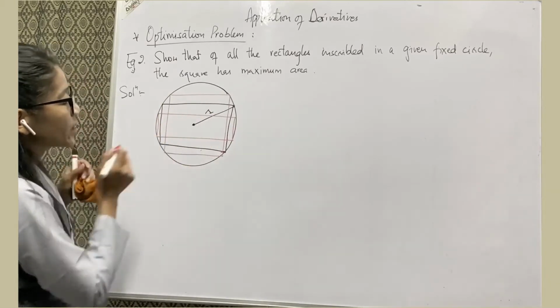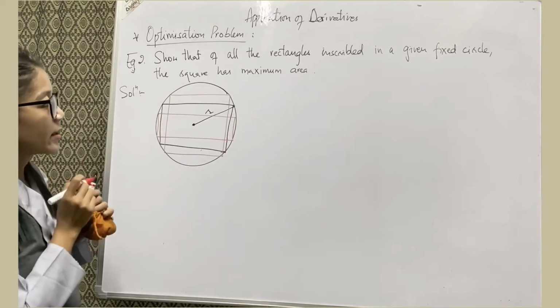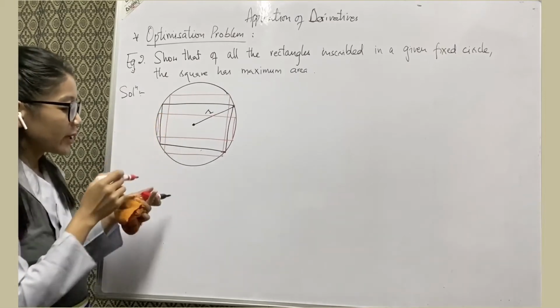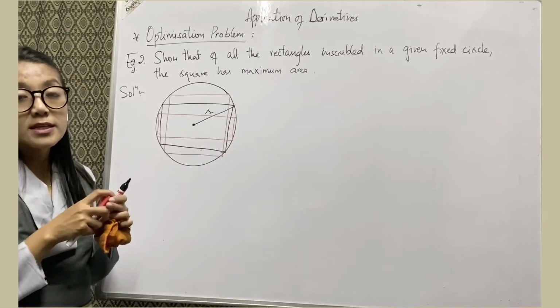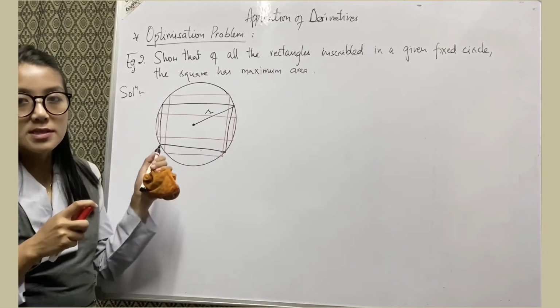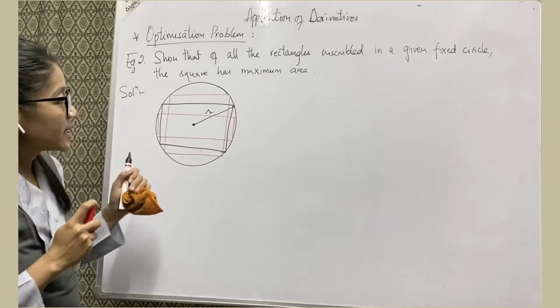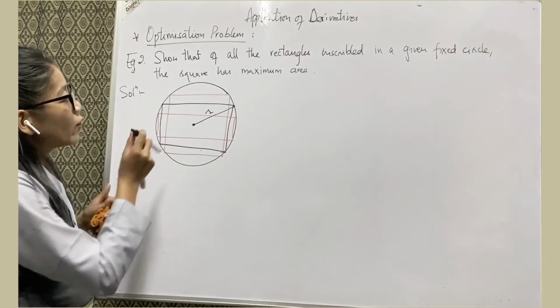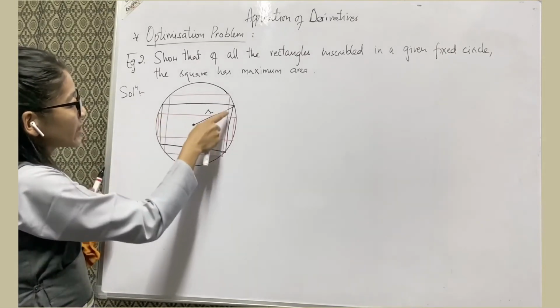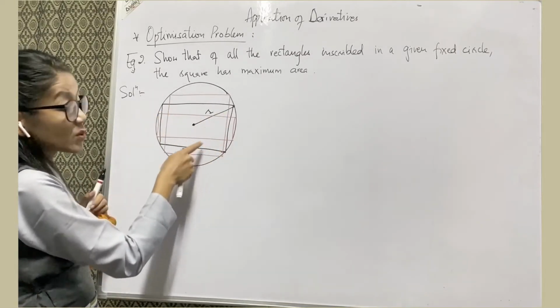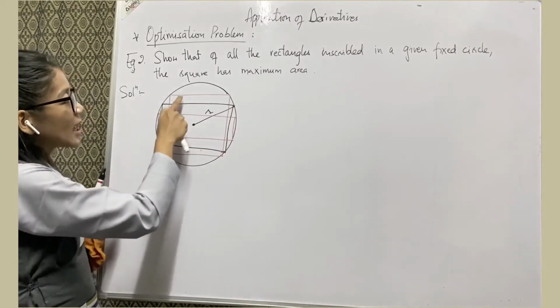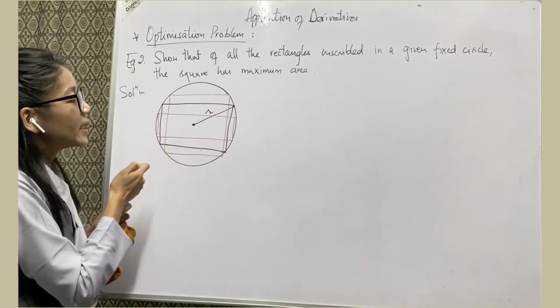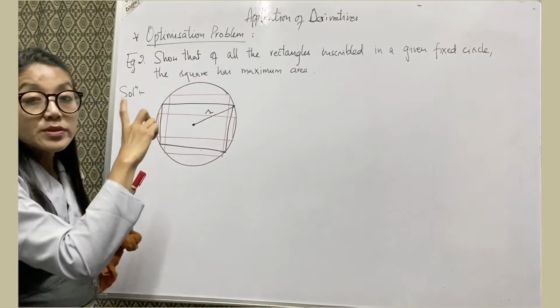So this is also one rectangle which is inscribed in the circle, right? If you keep on drawing like this, then you will get infinitely many rectangles which can be inscribed in the circle. Now it is said that you have to show that out of all these rectangles, one of the rectangles will be a square.